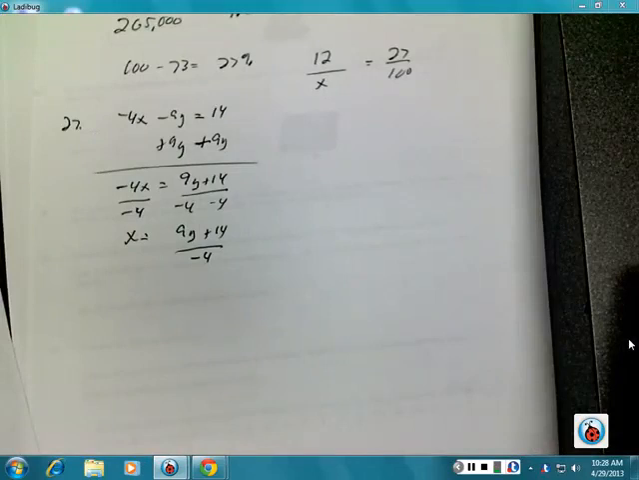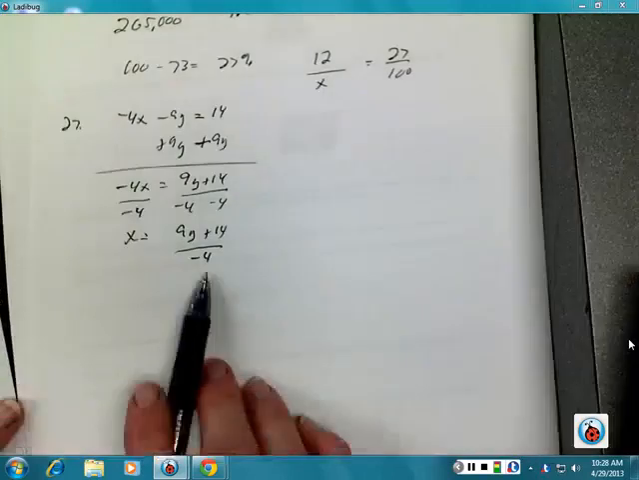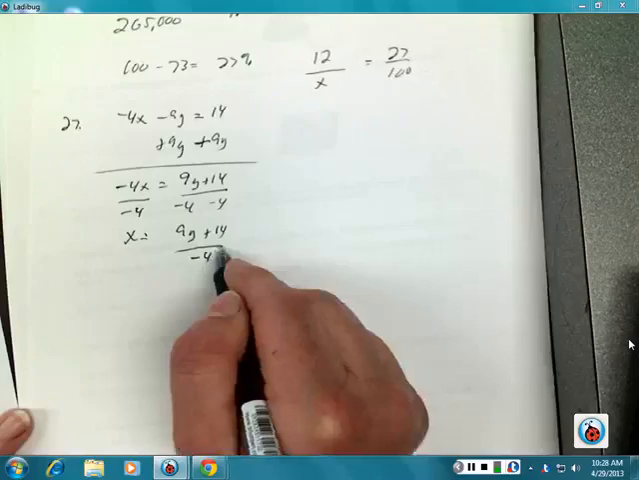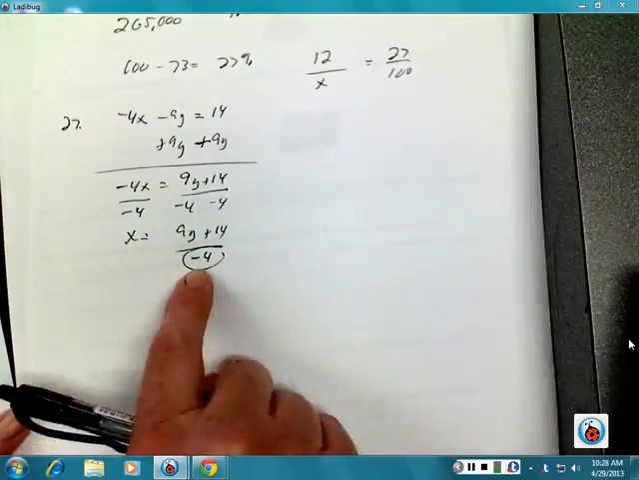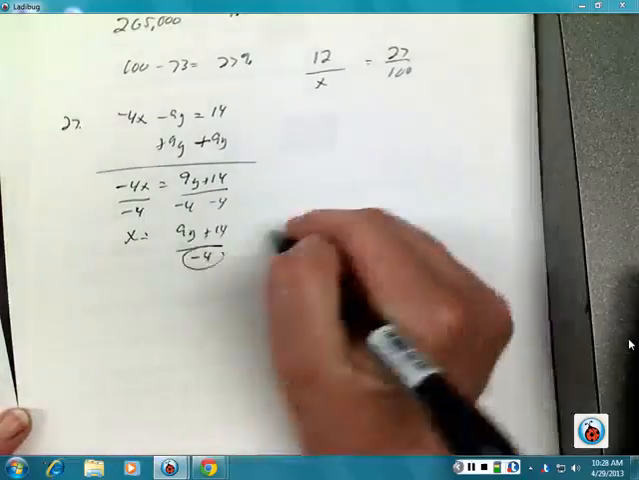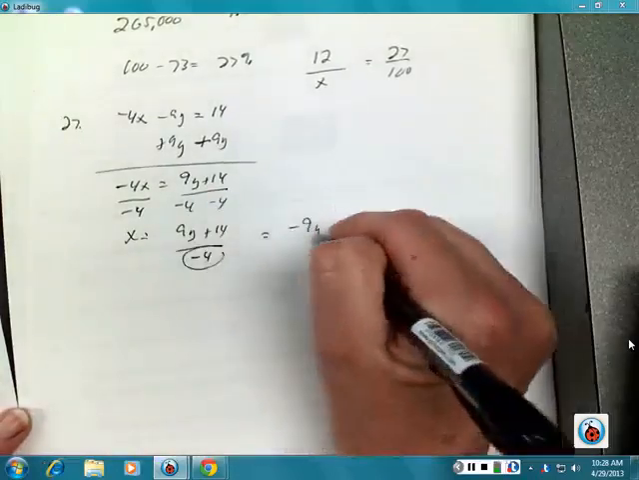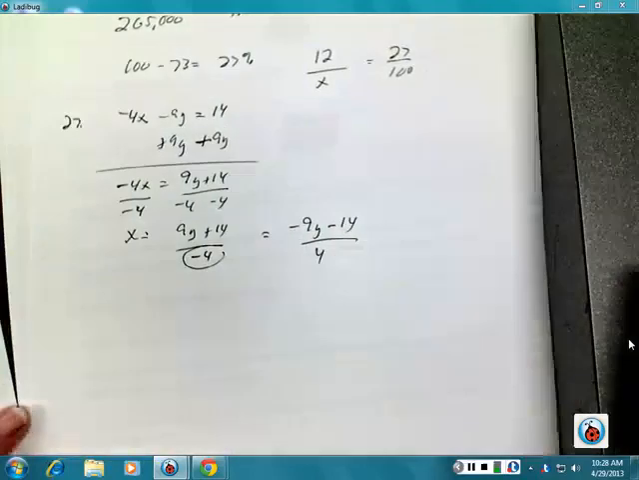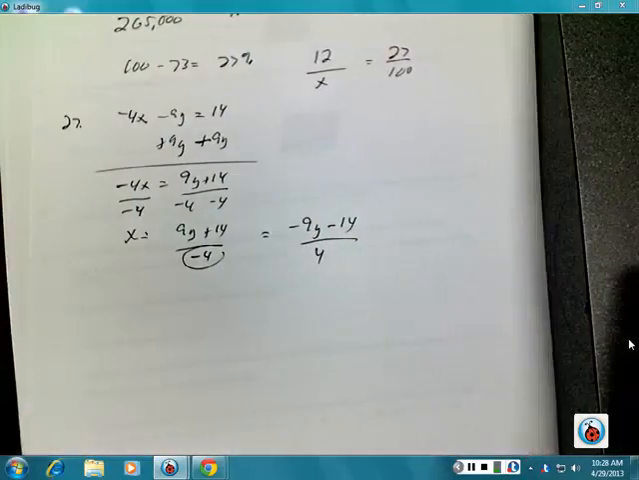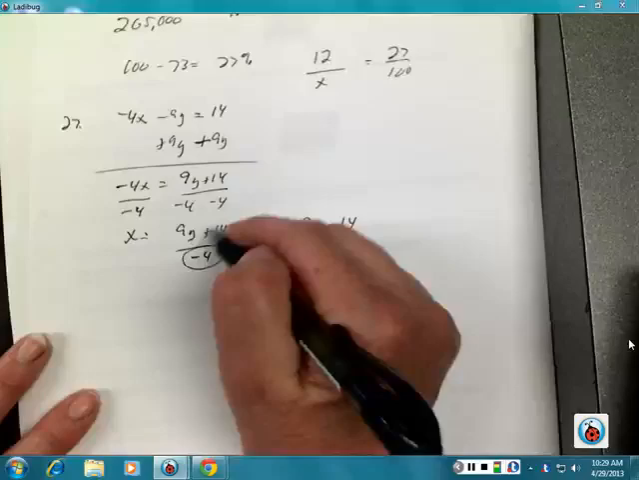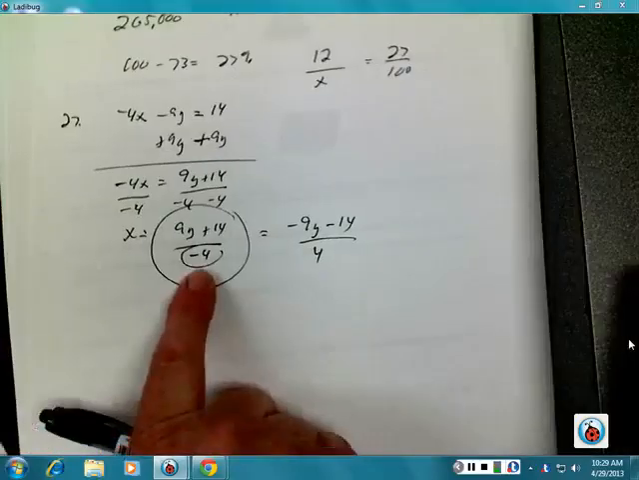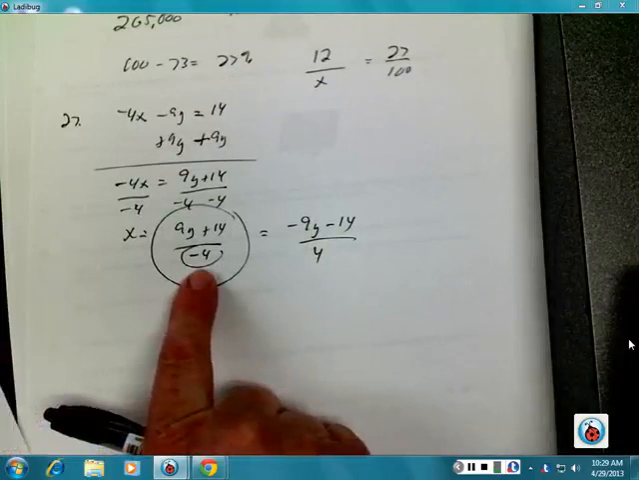When I took the practice final, it wouldn't let me because I was trying to do a 9y over negative 4 and then a 14 over, and it wouldn't. It won't let you put it in there because of this negative 4. So you have to go through and change your sign. So it's negative y minus 14 all over 4. Yeah, that was the reason it wouldn't let you. Now, if you take your exam and you give me this, I will be okay with that.